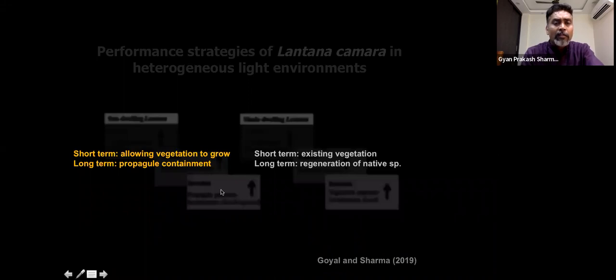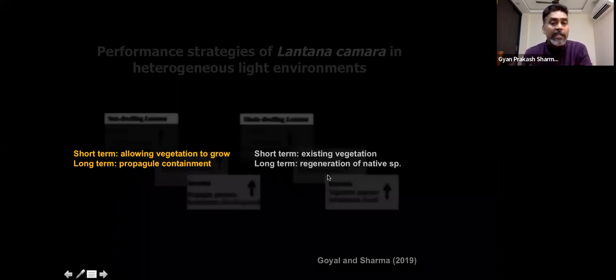So the short-term results would be allowing vegetation to grow. Long-term could be propagule containment, and short-term will be existing vegetation will increase, and long-term will be regeneration of native species in the shade-dwelling individuals.